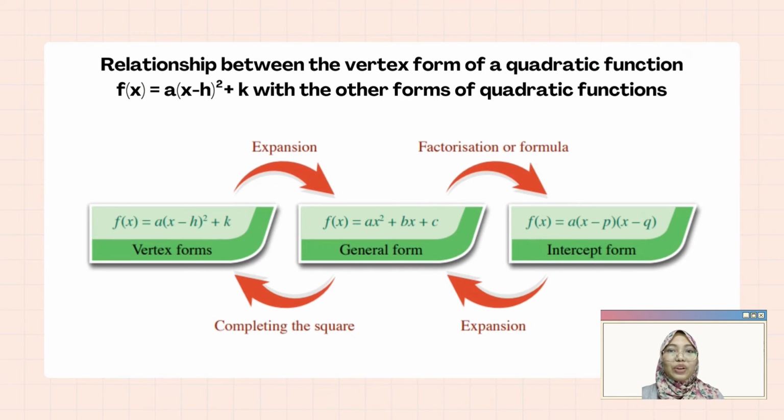The three forms of quadratic functions can be expressed interchangeably using the methods shown. From the general form, we can express the function to vertex form by the completing the square method and express the general form to the intercept form by using factorization. Vertex form and intercept form can be expressed to general form by expansion.